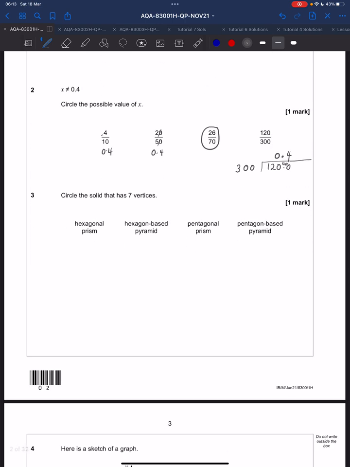Right. Circle the solid that has 7 vertices. Well, I can see already that it's not these. I can see that it's this one, a hexagonal base pyramid. A hexagon has got 6 sides, and a pyramid means that they all come to a point like so. That's a pyramid. The vertices are the corners, so you've got 1 on the top and then 6 on the bottom.